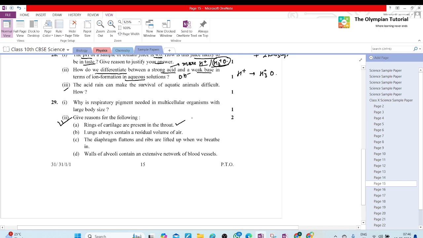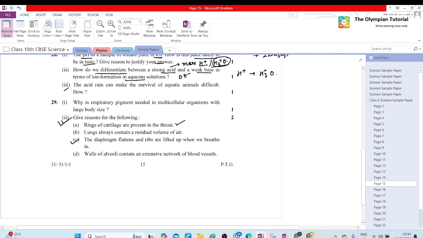Ma'am, because I forgot the term, but that membrane is very delicate, a thin membrane, to ensure that the air passage does not collapse. Next, lungs always contain a residual volume of air to compensate for the loss of air when we are exhaling. So there is sufficient time for oxygen to be absorbed and for the carbon dioxide to be released.